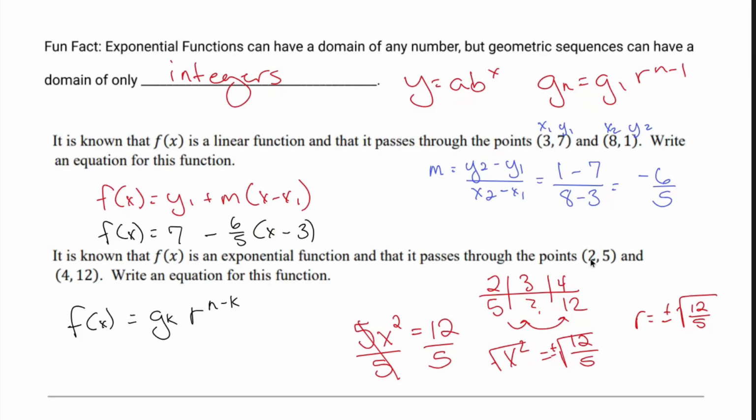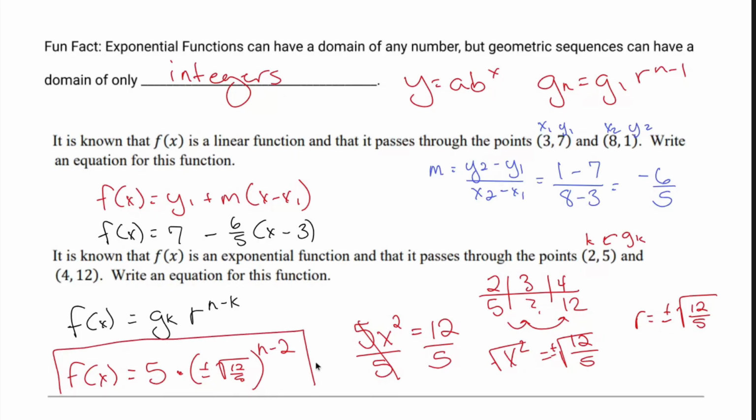So what term do I have? I have a second term of 2. So you would be k. Okay, so k would be 2, and u would be g of k. So the equation is going to be f of x equals 5 times the quantity, positive or negative, square root of 12 over 5 to the n minus second power. Gross, awful. Holy crap, is that bad?